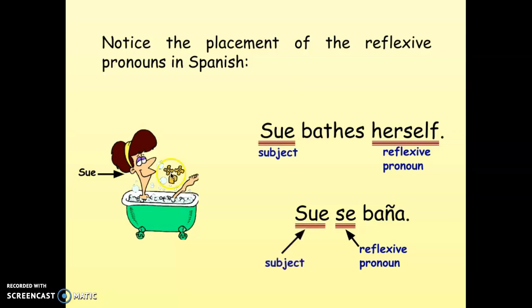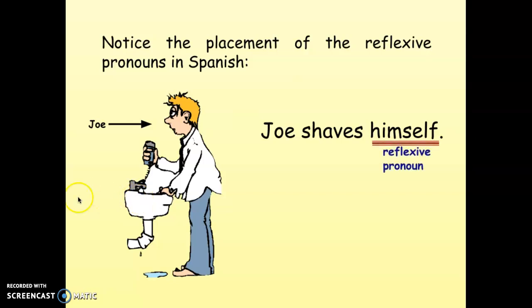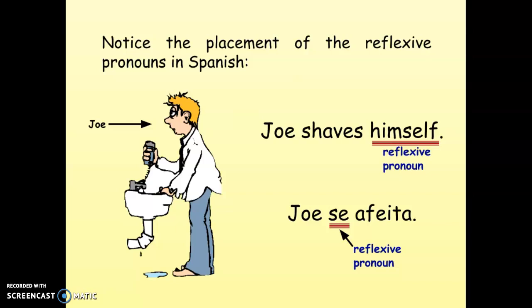Let's take a look at a second example. This is Joe. Joe shaves himself. Joe is third person singular, so we use a third person singular reflexive pronoun, which is se. Joe is the subject and he is shaving himself. Joe se afeita.